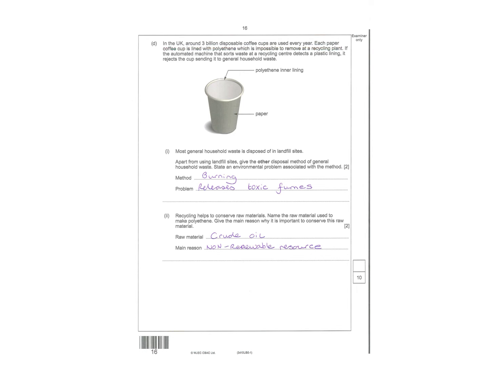Apart from landfill, give another disposal method for general household waste, and state an environmental problem associated with this method. So you can burn it. Burning plastic releases toxic fumes. What is the raw material for making plastics? Okay, so plastics start as crude oil.